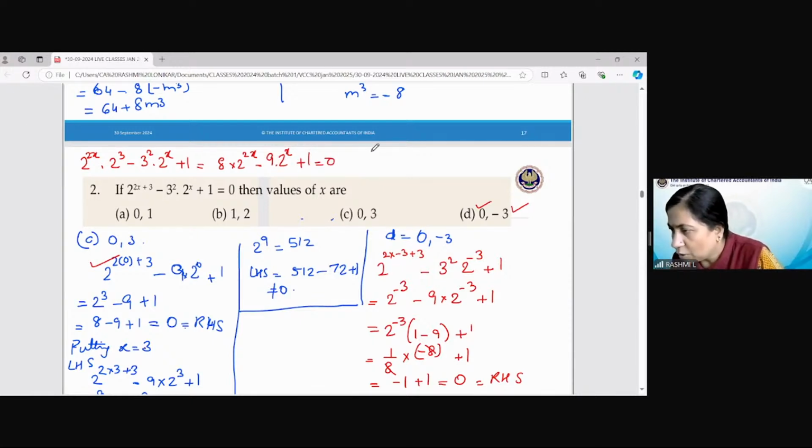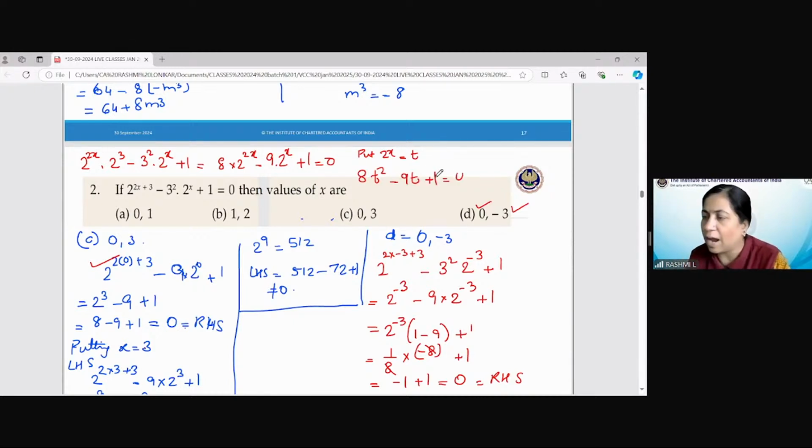Now you can put 2 raised to x is equal to t. Okay. Now what will I get? What will this become? Because this is 2 raised to 2x, it will become 8t square minus 9t plus 1 is equal to 0. And you can use the normal factorization method and solve it also. But why have I shown you this substitution method? Because many of us haven't practiced indices so well right now, and that is why we have solved it using the options. Okay.